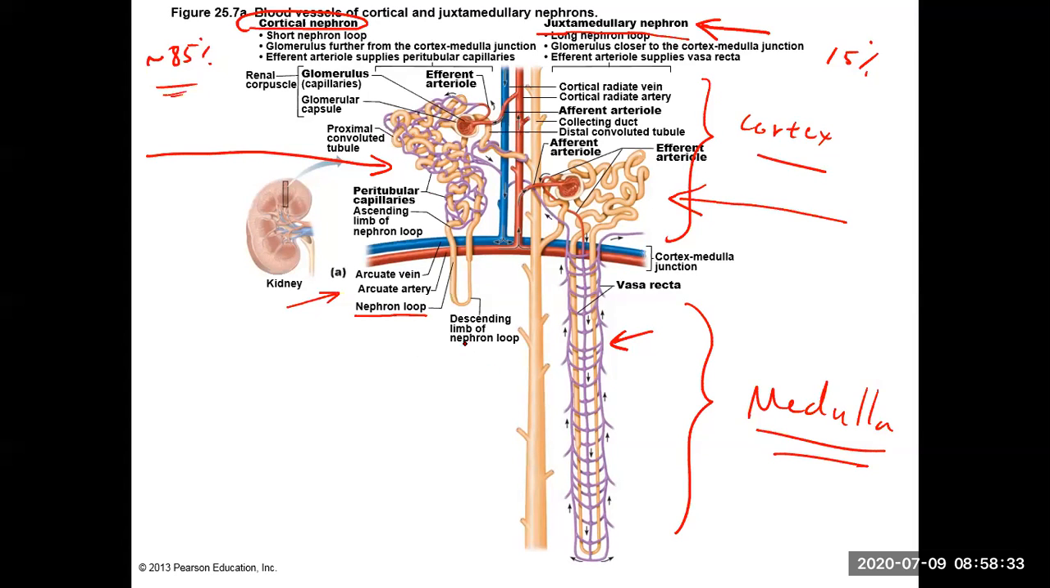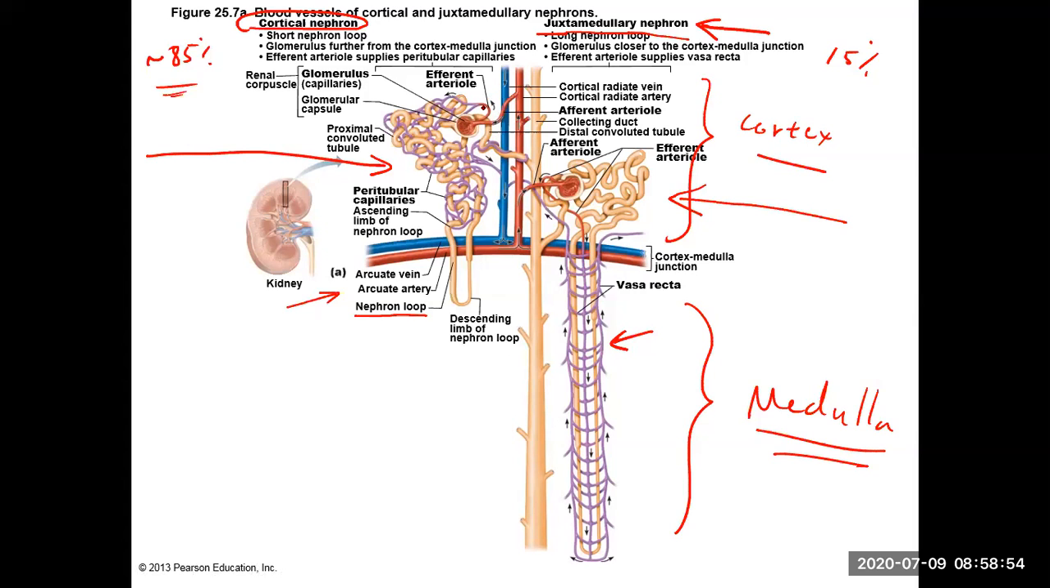Now the juxtamedullary nephron deals with making concentrated urine. All right, right now we're going to put our concentration on the cortical nephron, which again does a lot of different things, and that's what we're going to go ahead and take a look at.